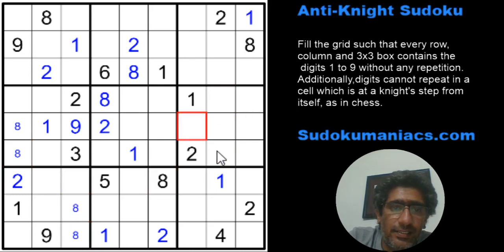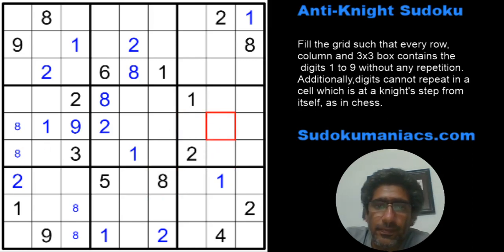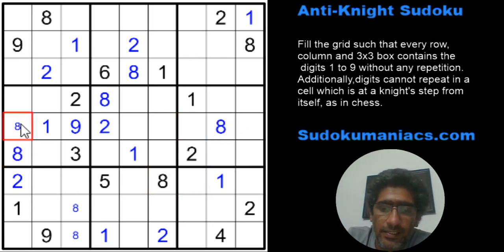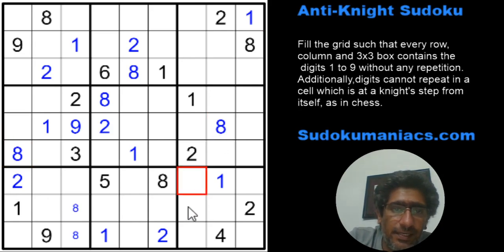Because of this 8, these two are at a knight step, right? So I can't have the 8 here. This becomes an, sorry. So I can put in a normal digit. This is an 8. 8 can't be here. It can't be here because of a knight step. So this becomes an 8. This becomes an 8. And that is out.